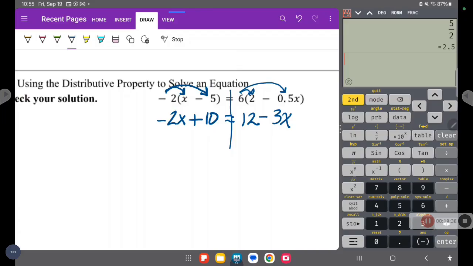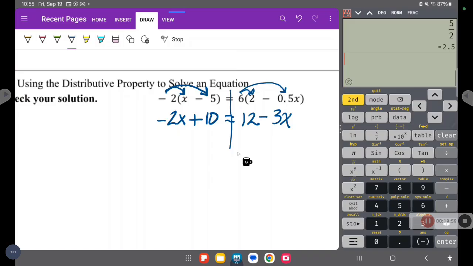0.5 is like taking half of something. So half of 6 is 3. Since it's a positive and a negative, you get a negative. Okay, are there any questions on how I got 12 or negative 3? Anything like that?